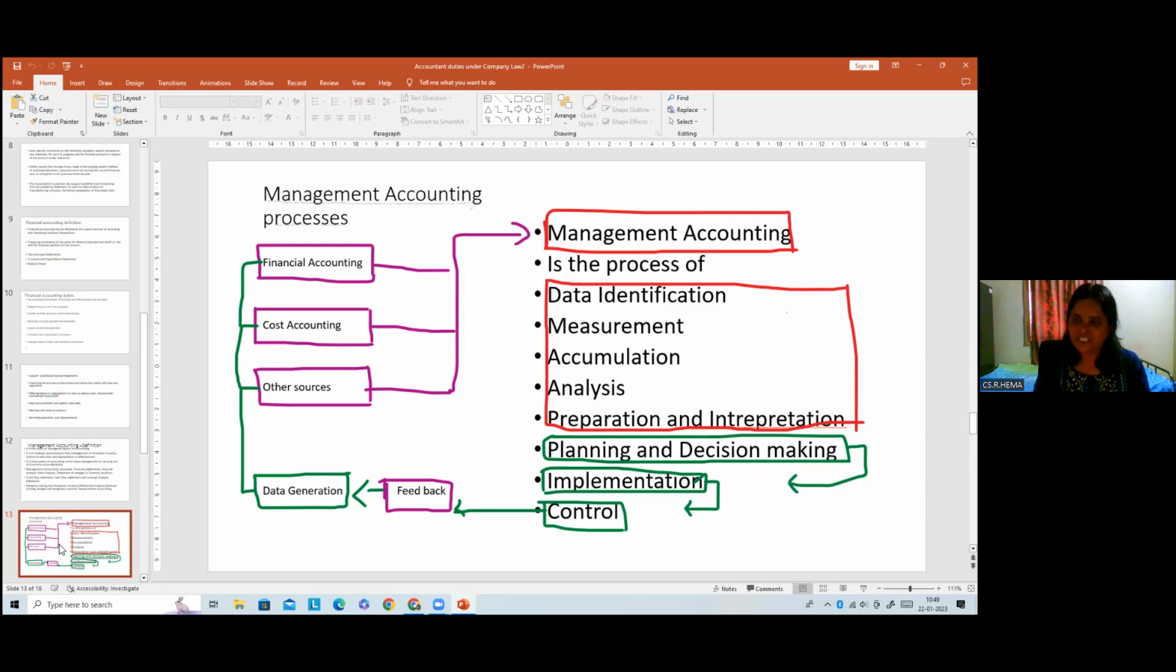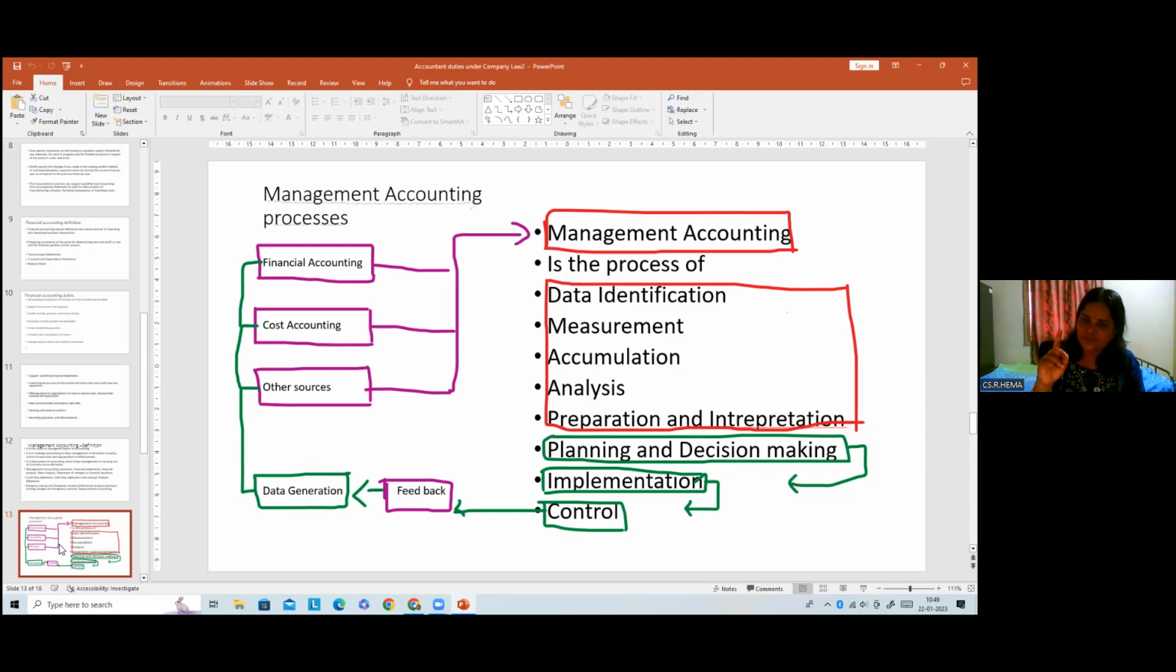Measurement: how to measure this data. Accumulation: how to accumulate this collected data. Analysis, for example ratio analysis: how to analyze the data. Preparation and interpretation: preparing the statements using this data and how to interpret them to the company. The accountants will interpret the prepared statements to the company members, so that they can plan and make decisions. There will be top management, middle management, and lower management.